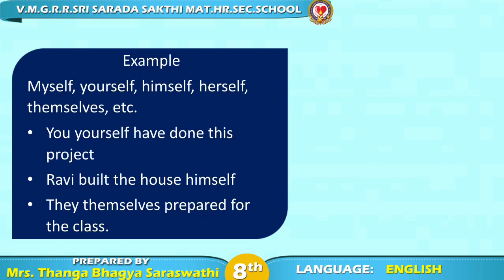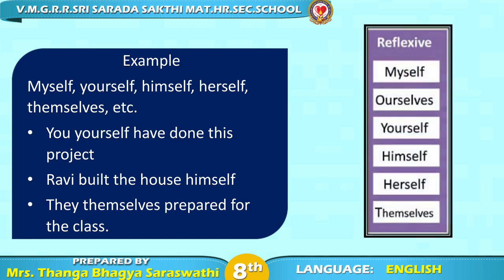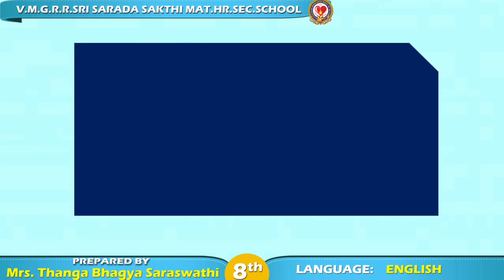Let us have the examples. You yourself have done this project. So, you yourself, the action is done by you only. Ravi built the house himself. Here the house is built only by Ravi. They themselves prepared for the class. So the class preparation is done only by them. So here the reflexive pronouns are myself, ourselves, yourself, himself, herself and themselves.